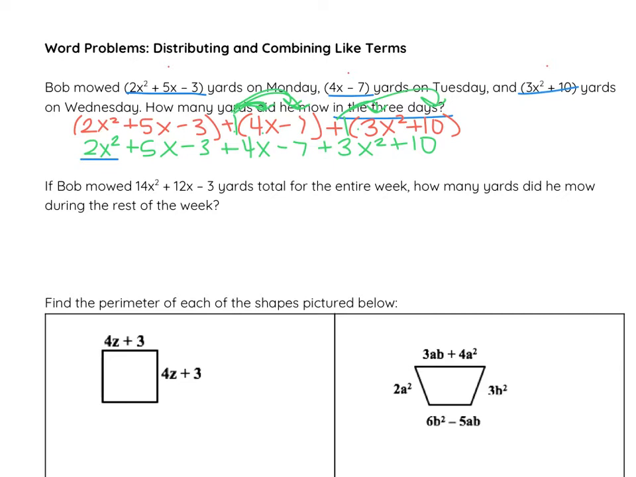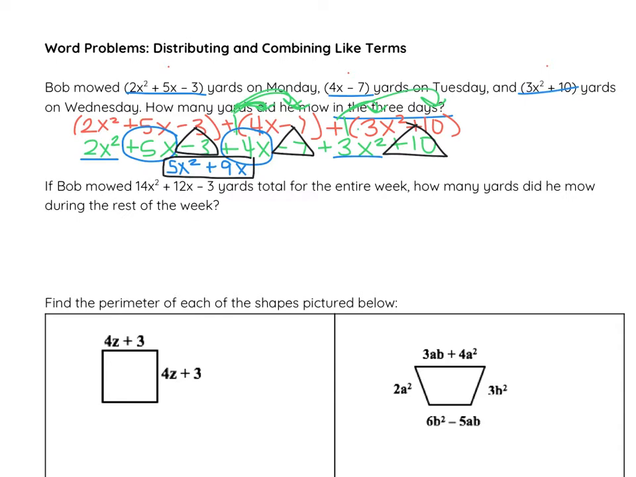So I see a 2x squared here. That's going to combine with a 3x squared over here, which gives me 5x squared. I also have a 5x, 4x that are going to combine. 5x plus 4x gives me 9x. And then I actually have 3 constants. So I have negative 3 minus 7, which is negative 10, plus 10, which gives me 0. So those all cancel out. So I could put plus 0, but I don't need to. This is my final answer.